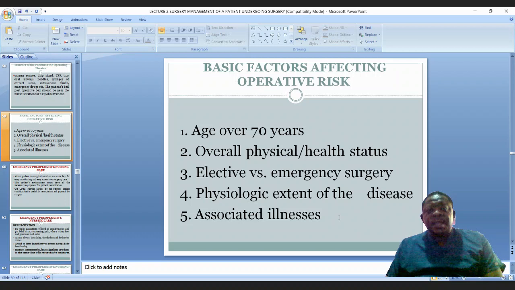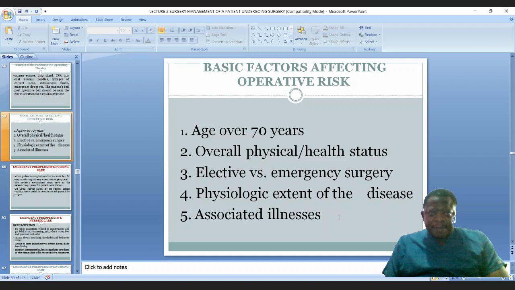To begin this lesson, what are some of the basic factors that may constitute operative risks? Some of the basic factors that constitute operative risk include age over 70 years. What we mean by this is that if one is above 70 years, there is poor wound healing and low immunity. So if you conduct an operation for someone who's above 70 years or above 65 years, the wound may take long to heal and you are likely to have a lot of complications.